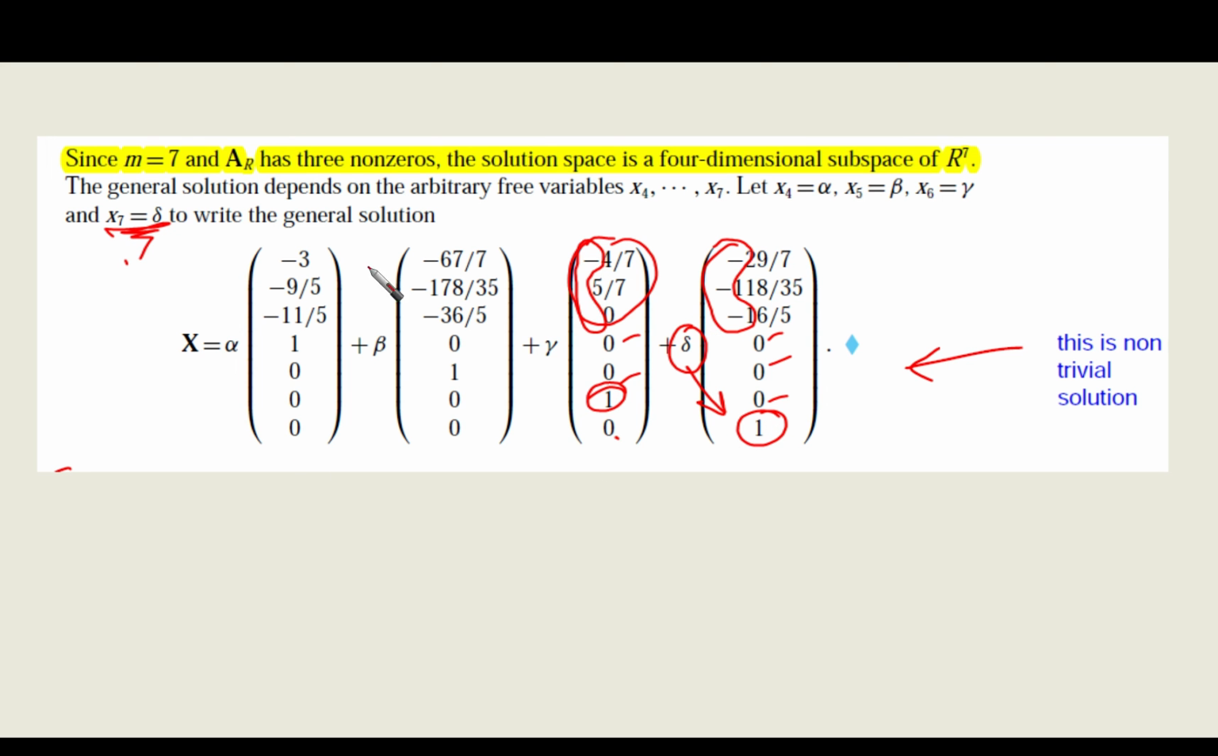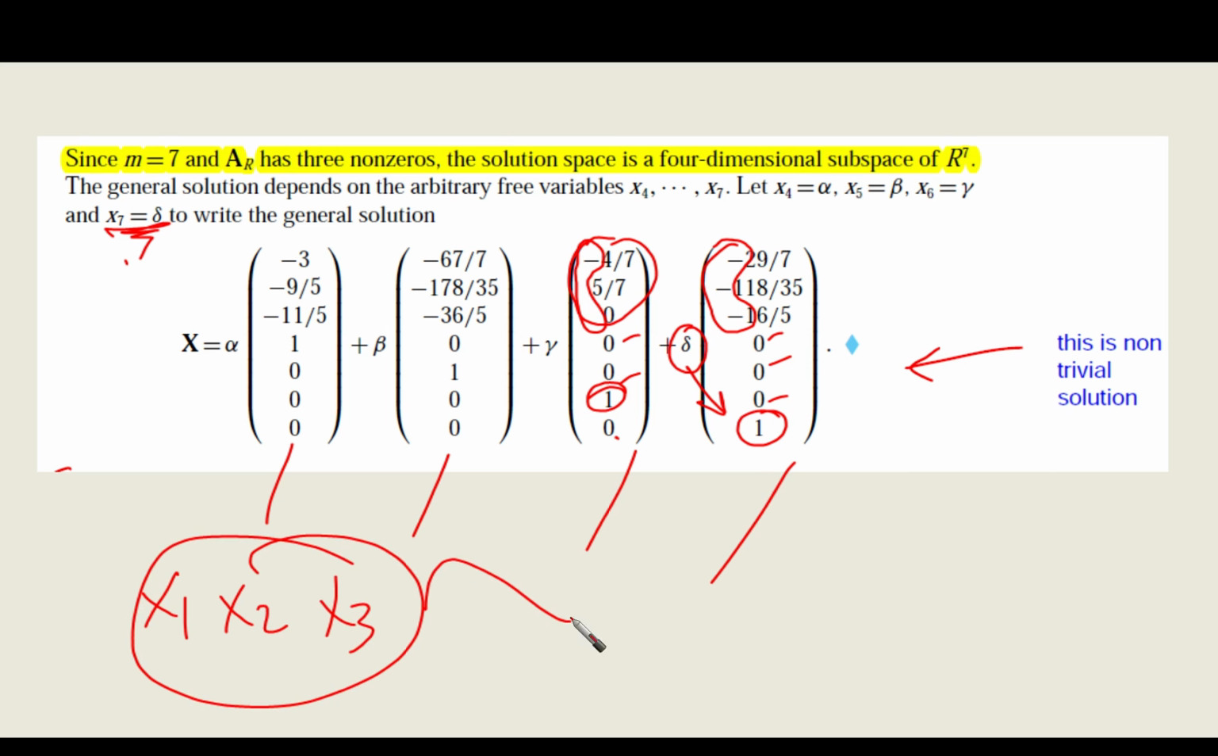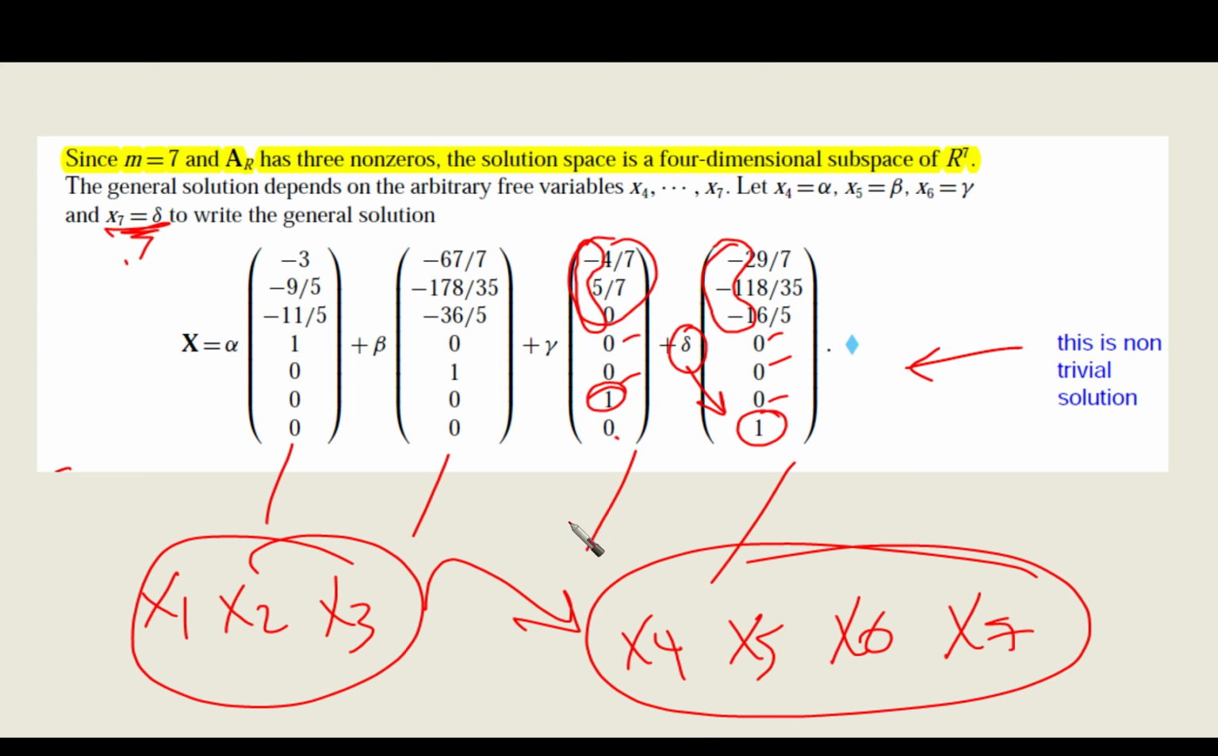So now this is what we call the non-trivial solution. This is a 1, 2, 3, 4-dimensional solution. This means that x1, x2, and x3 are dependent on x4, x5, x6, and x7. That's the meaning of a 4-dimensional solution. Okay, this brings us to the end of this video.